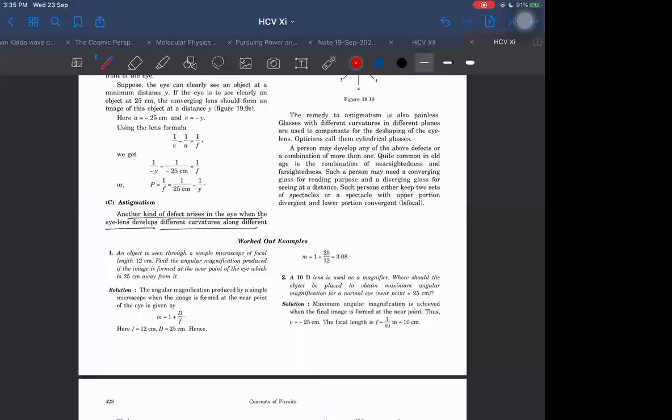Can someone check now in NCERT which focal length to which focal length they are giving? Check it once if you have access to NCERT now.